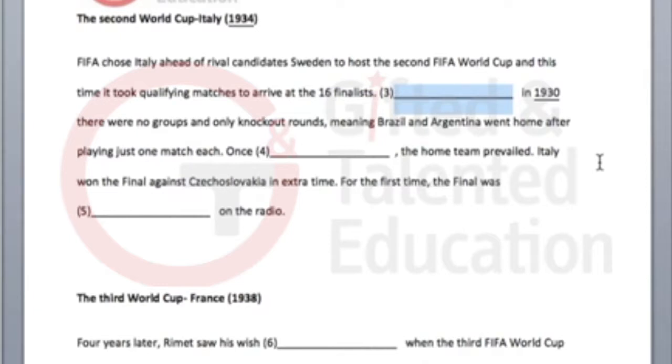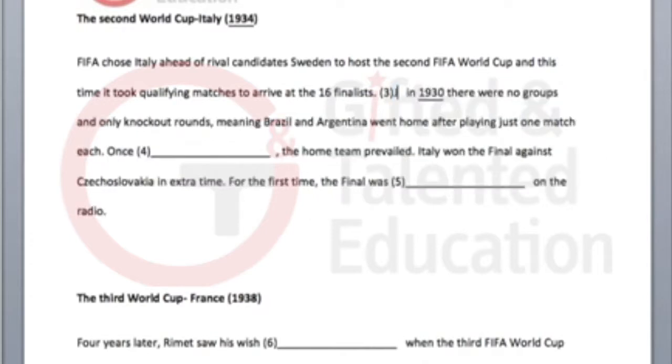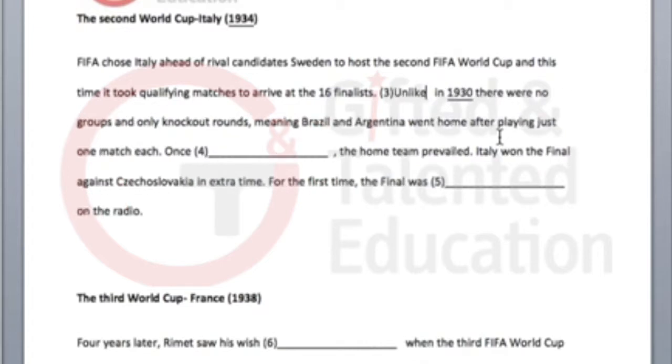The clue for this question is that the answer starts with the letter U. Again, another word for not the same. The answer for question 3, if you have guessed unlike, you are correct. Unlike in 1930, there were no groups and only knockout rounds. Okay, now let's move on to the next question.